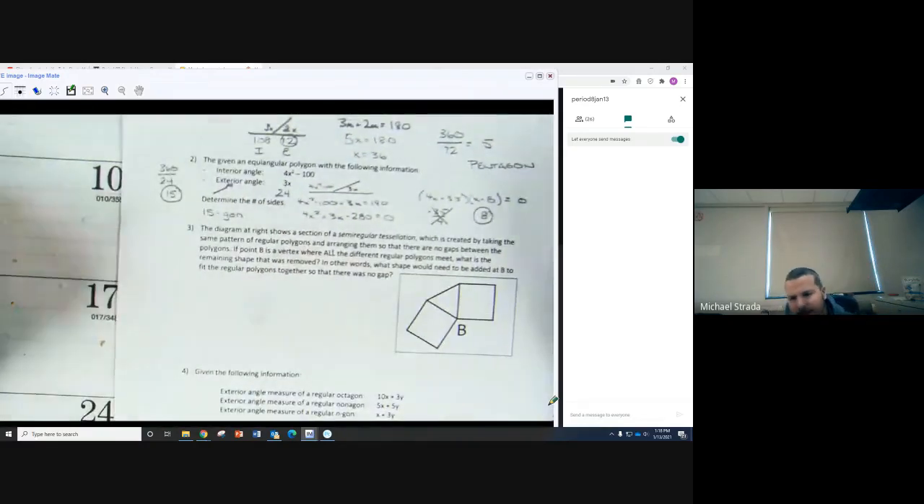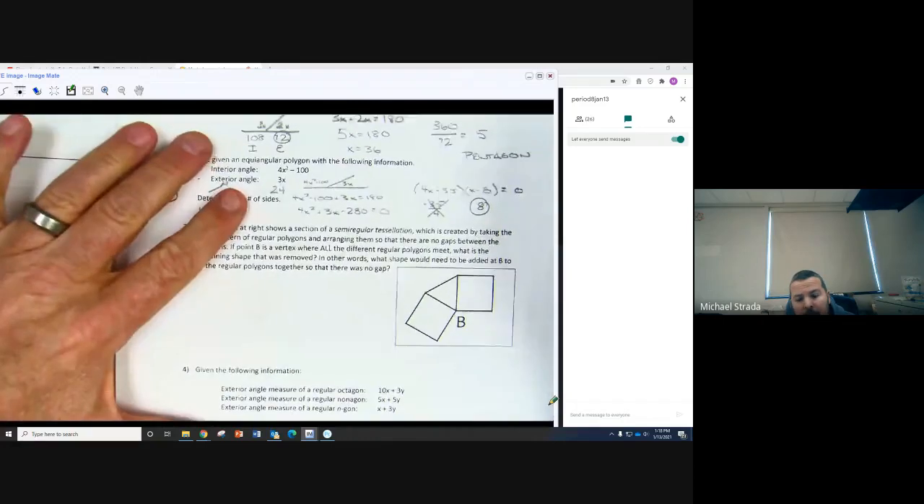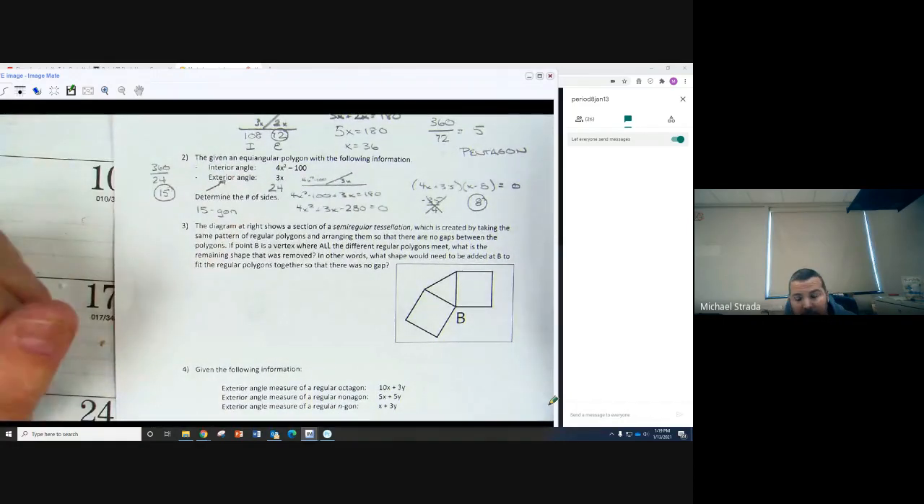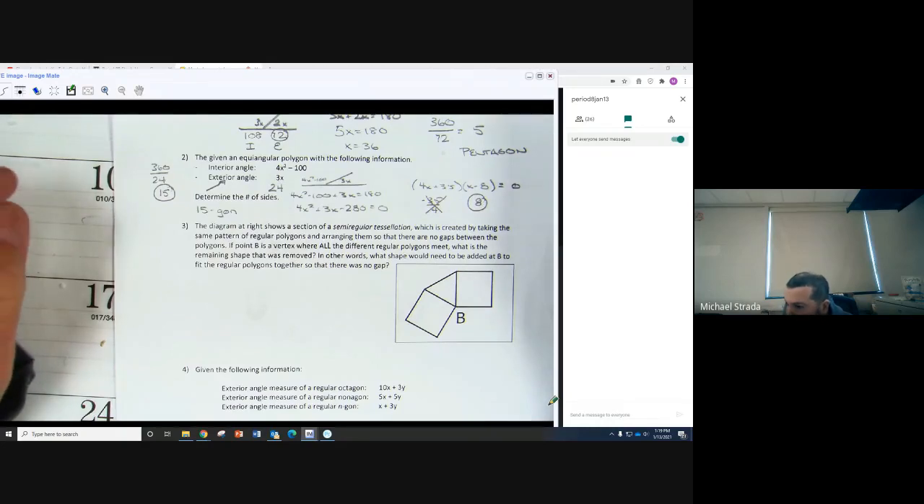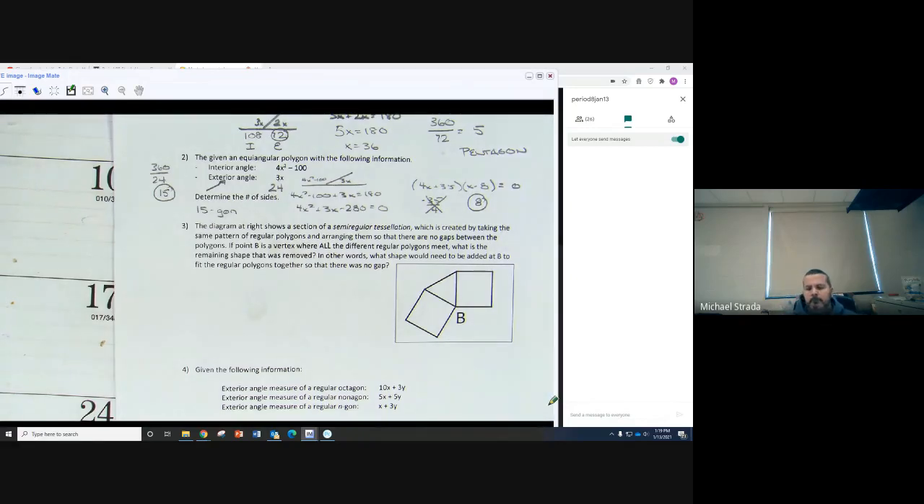All right. So you may have a quadratic application somewhere along the line. Everybody good? Okay. All right.